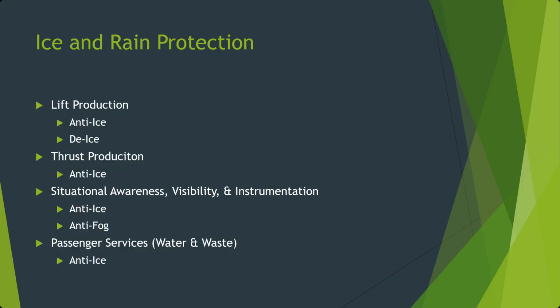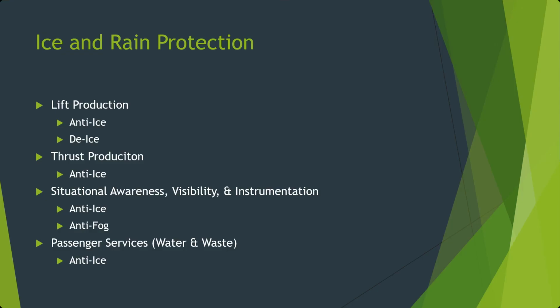So ice and rain protection focuses on a few areas. The biggest are lift production; actually, I would say the first three are equally important. With lift production, we want to make sure we don't cause the wings to not be able to do their job, and the horizontal stabilizer too, to a slightly lesser degree, but still very important. So for lift production, we have anti-ice as well as de-ice methods. Thrust production, we want to protect the engines from ice ingestion, and so we have anti-ice there.